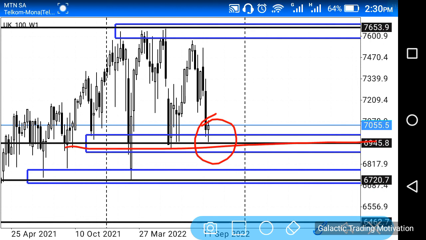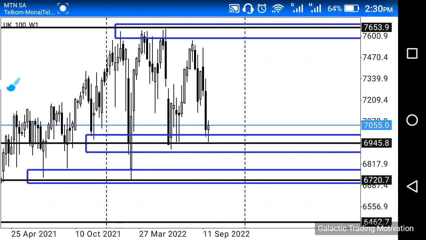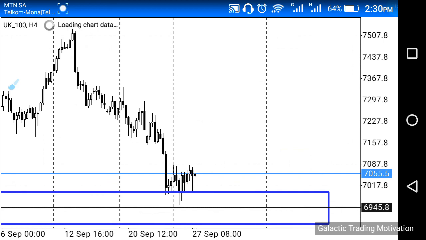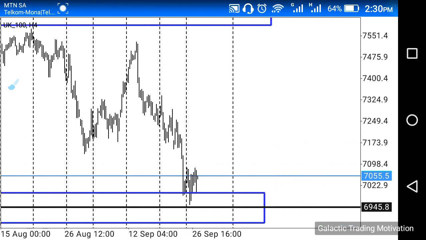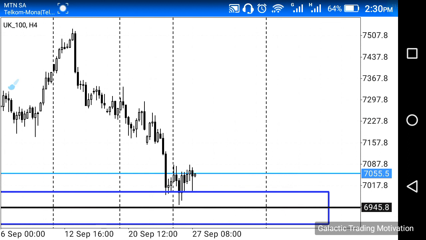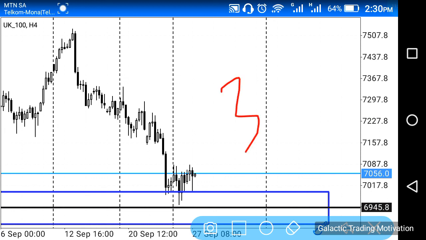However, in order for us to get an entry, we need to head down to the H4 chart, right? And here we are on the H4 chart. And guys, similarly, we just looked at the Nasdaq chart, right? And I said that all we need to do is wait for a bearish market to turn into a bullish market, right? And that's when we should be looking for our entries.